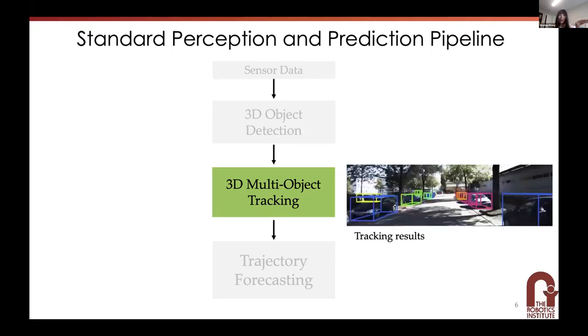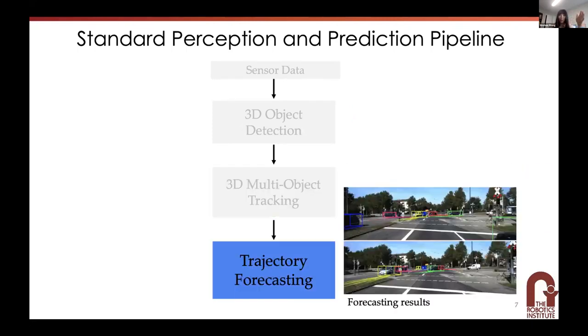With these trajectories up to the current frame, you can do a prediction, which is what the trajectory forecasting module means. You predict probabilistic trajectories for each object: where they will move and what the probability of that trajectory is. Okay, so that's the standard pipeline.